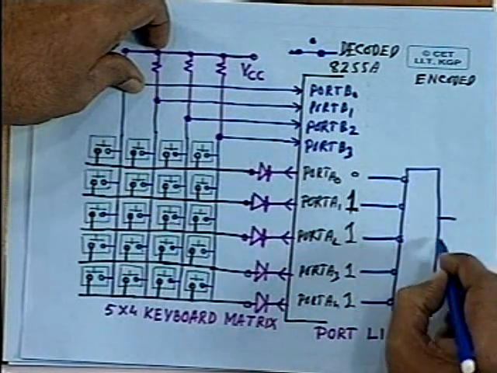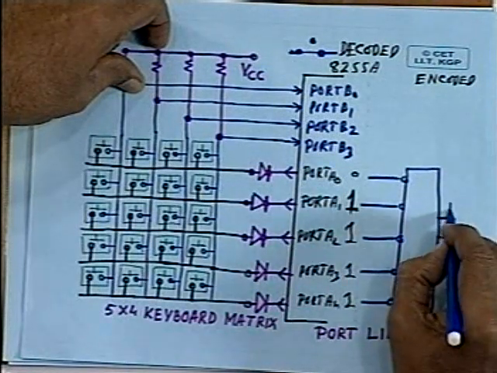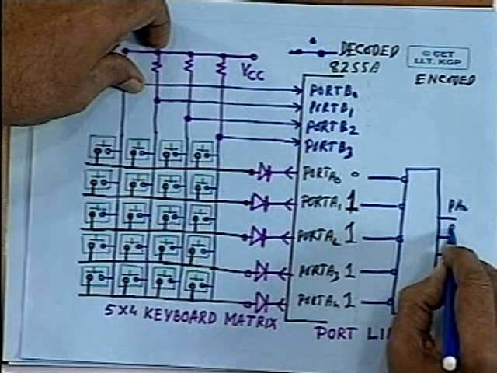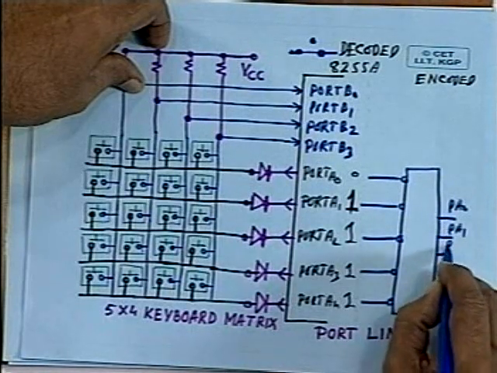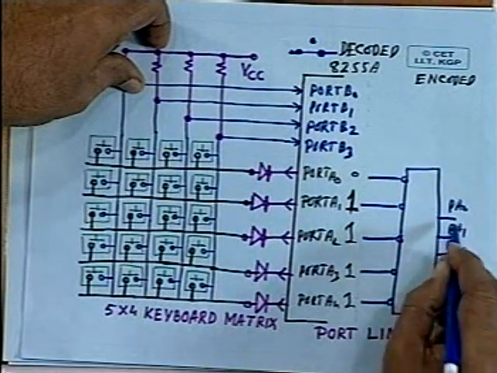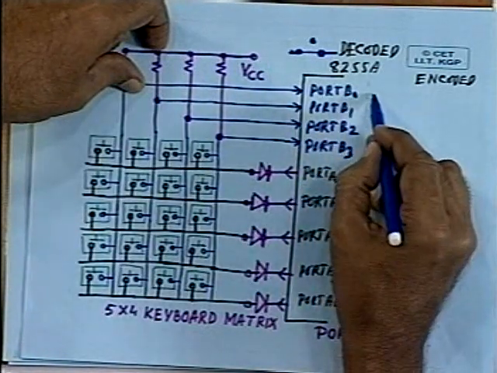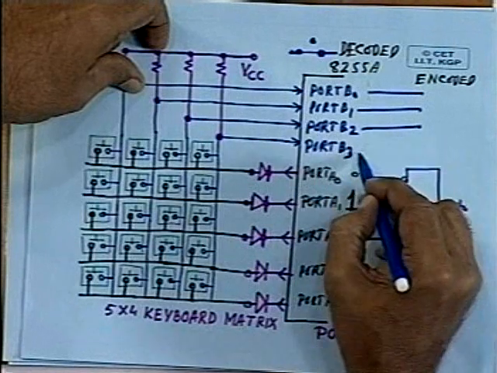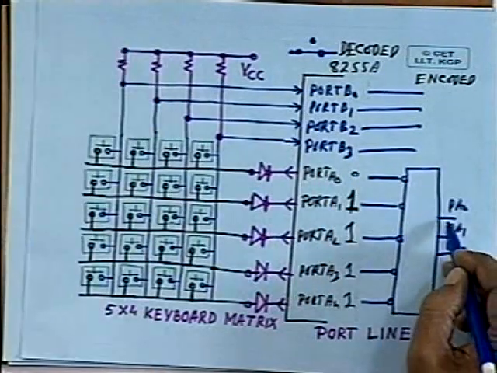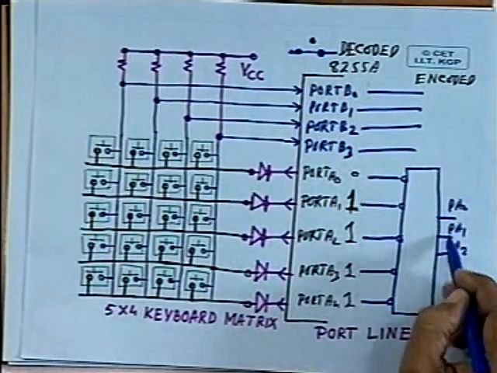And here you connect the port lines. So PA0, PA1, PA2 are connected here. And as usual, port B is connected to these lines. So this remains the same. But here you see, instead of 5 port lines, you require 3 port lines.